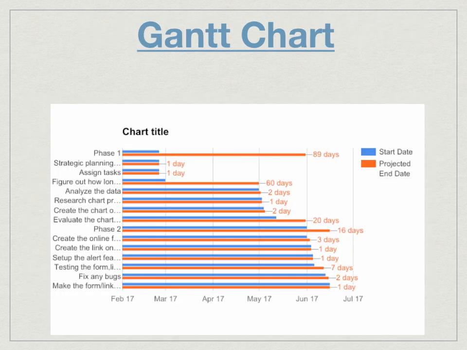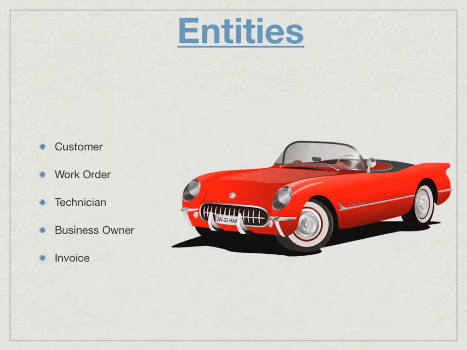Here's a Gantt chart with all that information we just discussed for you to take a look at. We got the tasks on the left, the blue lines for the start date, and the red lines for projected end dates. Okay, so now we have the entities that go with this project, and that's your customer, the work order, the technician, your business owner, and the invoice.